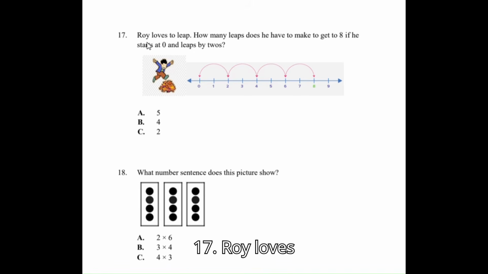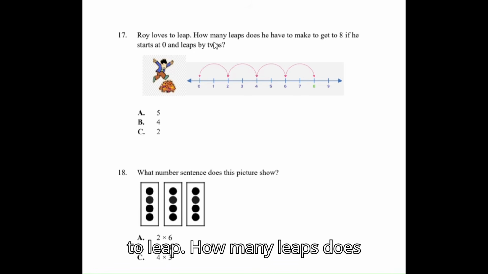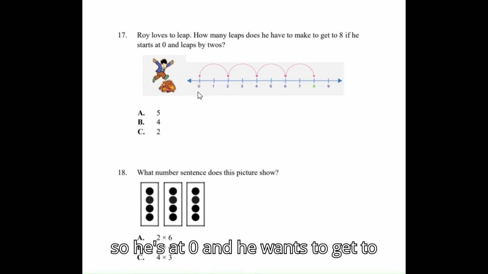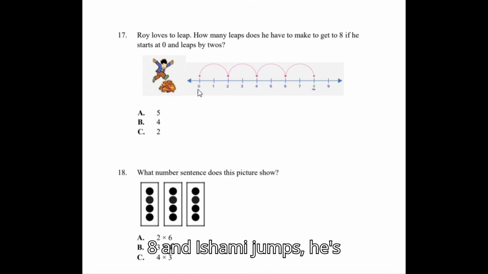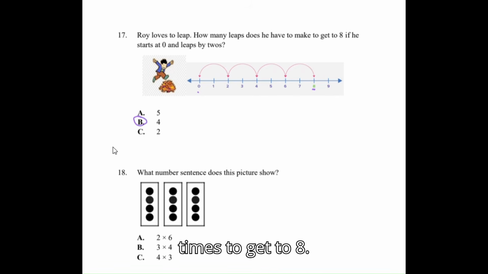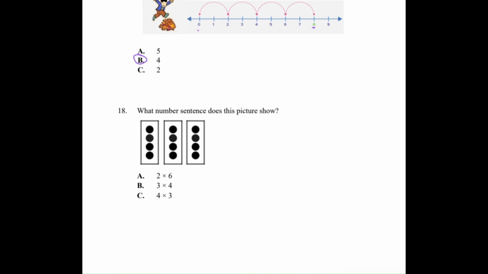17. Roy loves to leap. How many leaps does he have to make to get to 8? If he starts at 0 and leaps by 2s. So he's at 0 and he wants to get to 8. And each time he jumps, he's jumping by 2s. So let us count. 1, 2, 3, 4. So Roy would need to leap 4 times to get to 8.